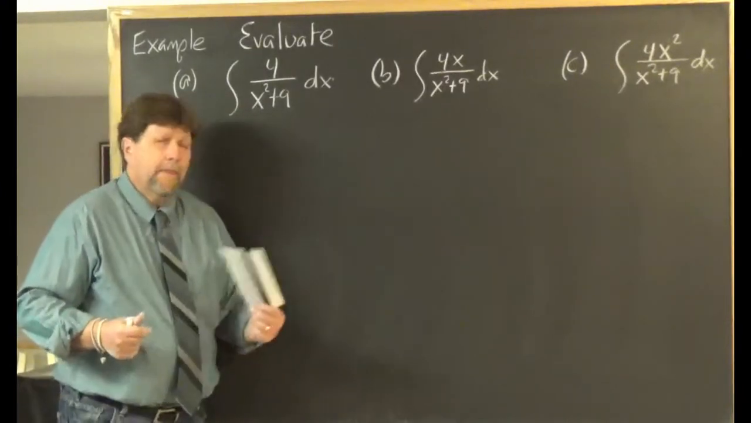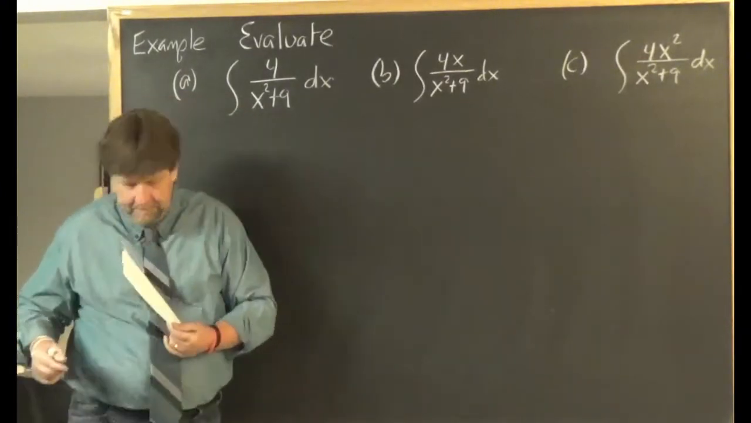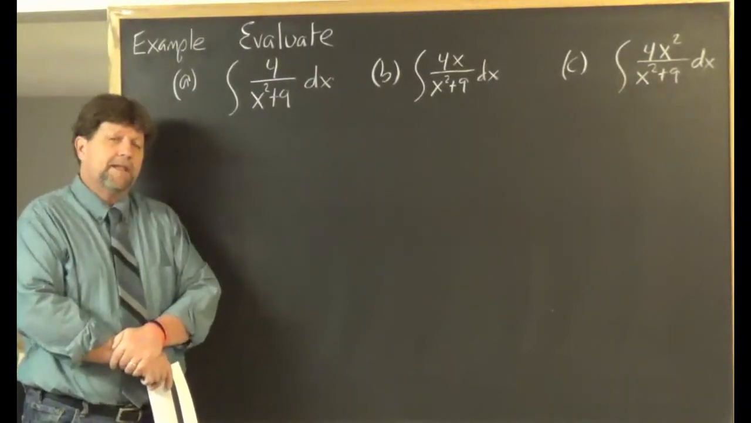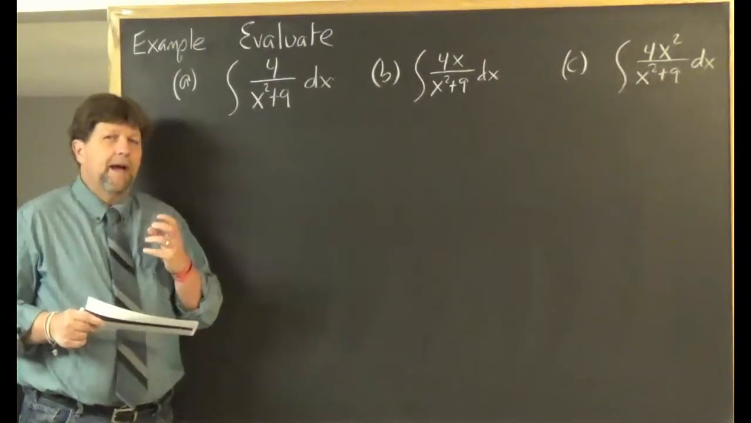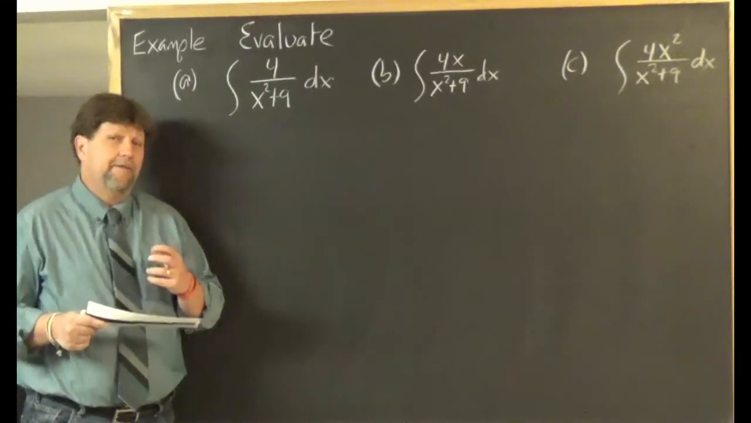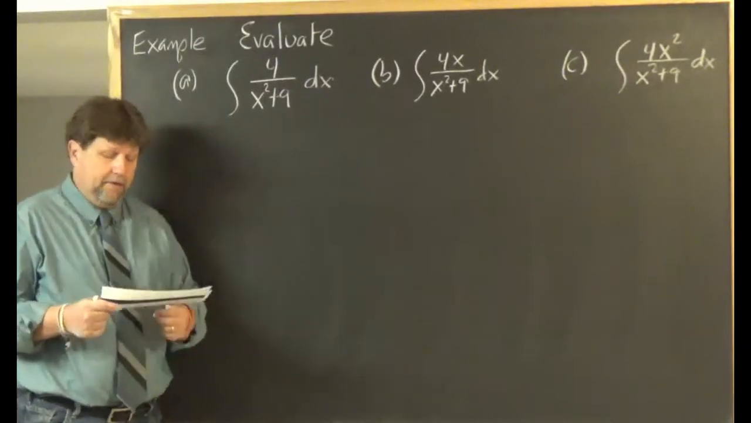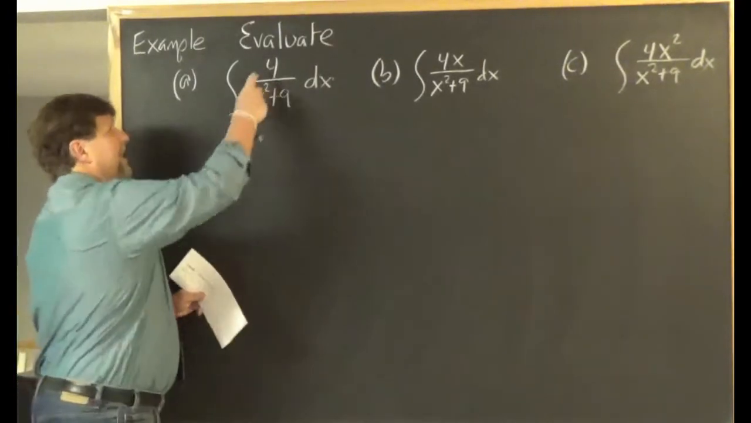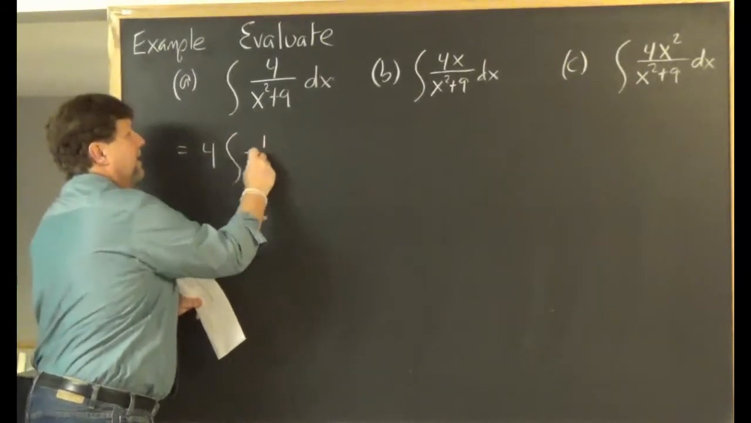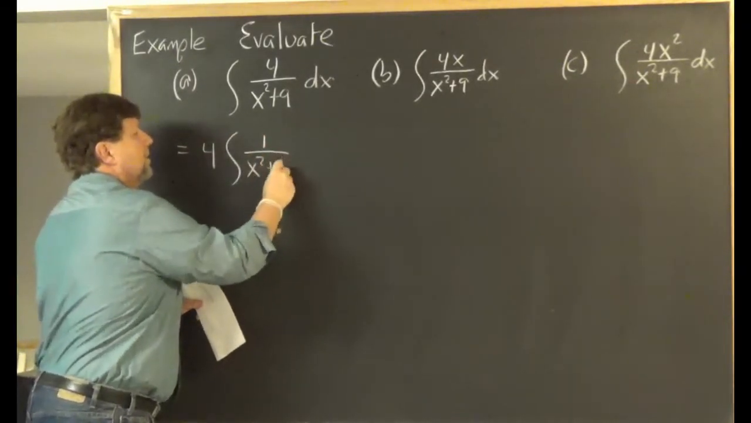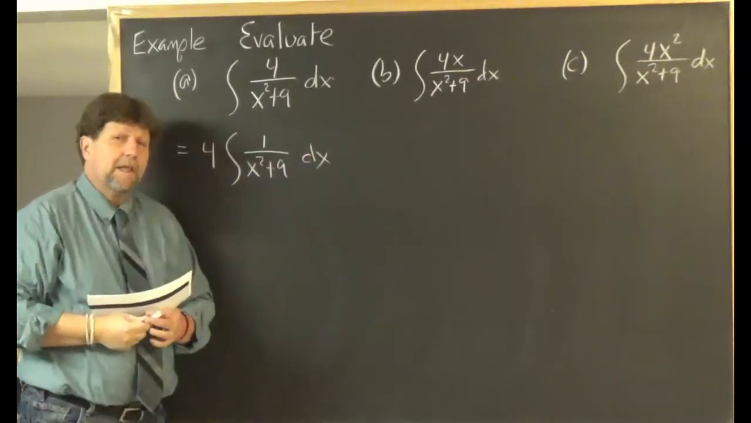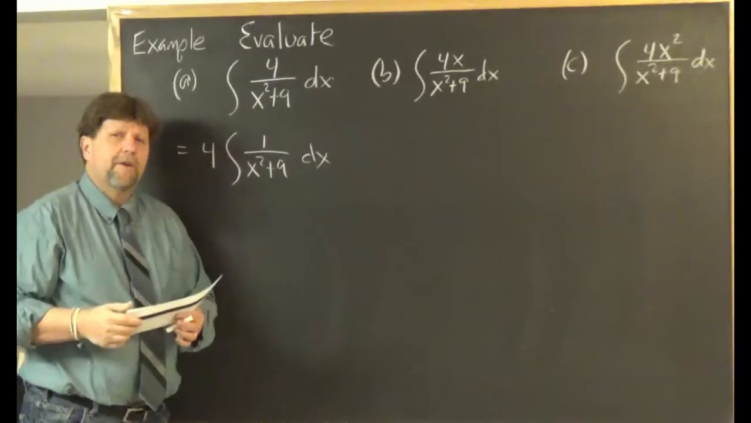So let's get started. Let's attack part A. When I see the integral of 4 over x squared plus 9, the first thing that pops into my head is it reminds me of an inverse tangent for an antiderivative. In fact, if I take the constant 4 and rip it out front of the integral sign, this most definitely looks like an inverse tangent.